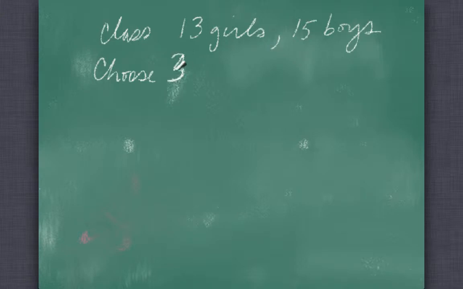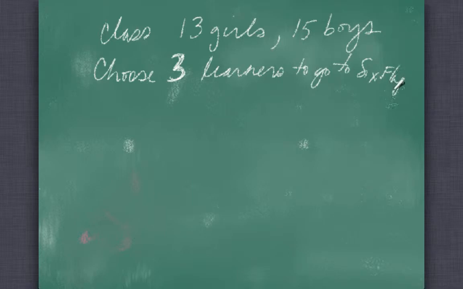I'll start with 3. I'm going to choose 3 learners to go to Six Flags. I'm not actually, so pretend that we were. Then we might say, what's the probability that they're all girls?